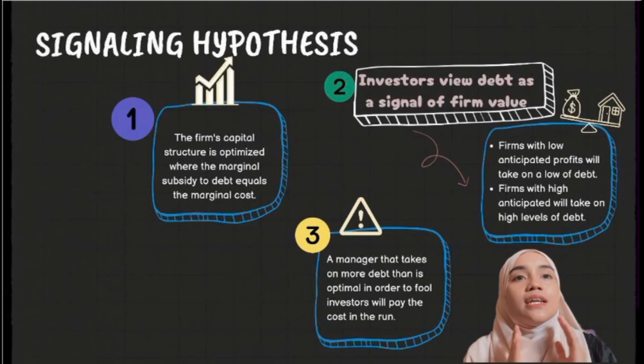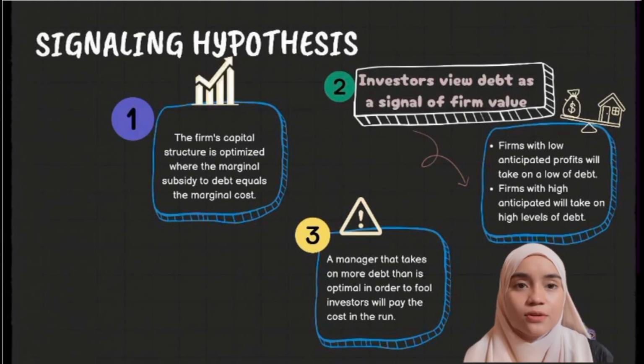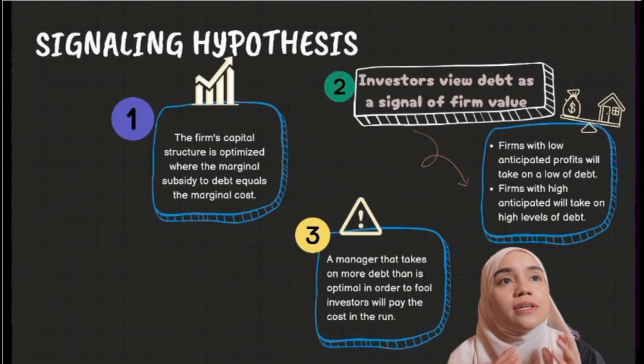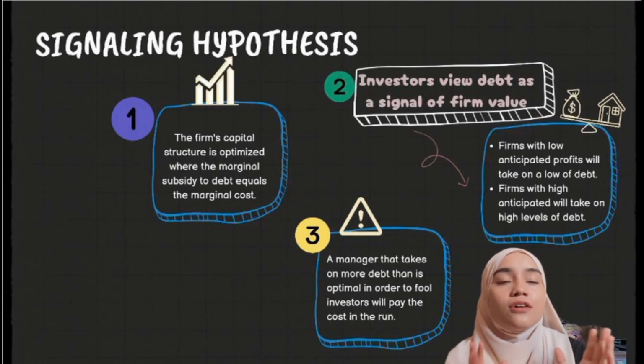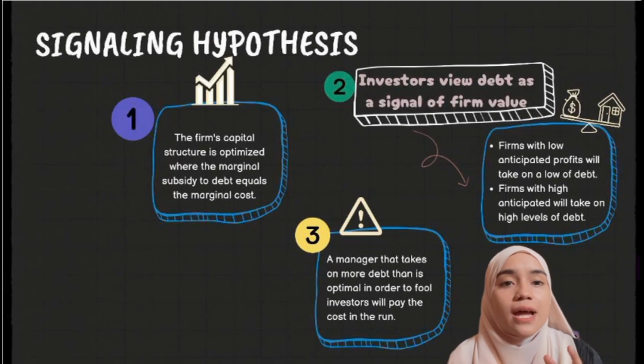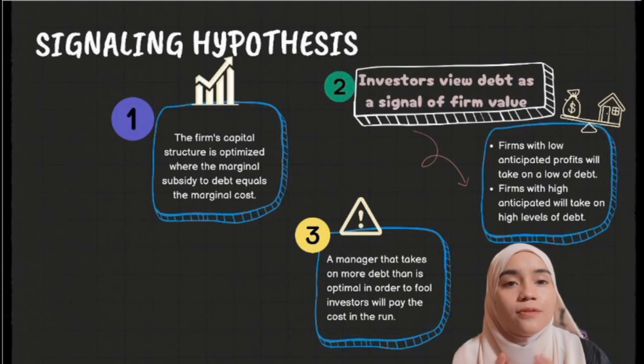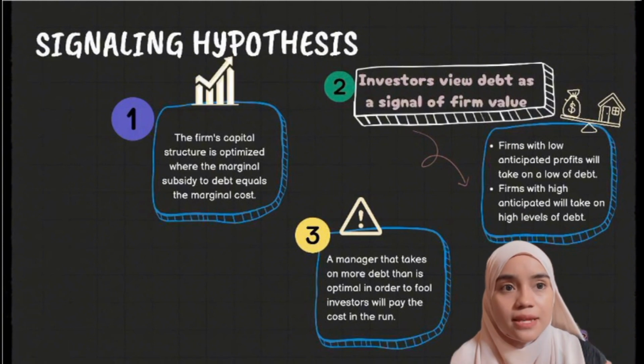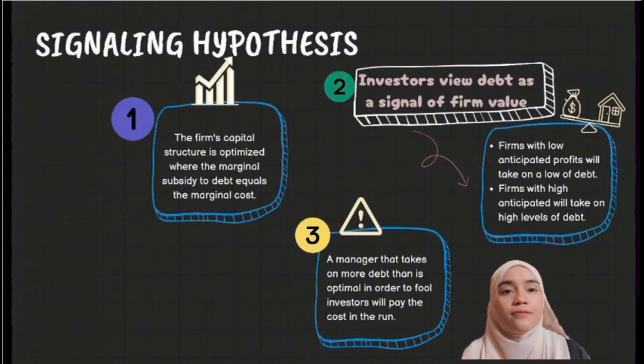Number 1 is the firm's capital structure is optimized where the marginal subsidy to debt equals the marginal cost. So we talk about investors viewing debt as a signal of firm value. A firm with low anticipated profit will take on a low level of debt. A firm with high anticipated profit will take on a high level of debt. Then I will talk about a manager that takes on more debt than is optimal in order to hold investors, who will pay the cost.